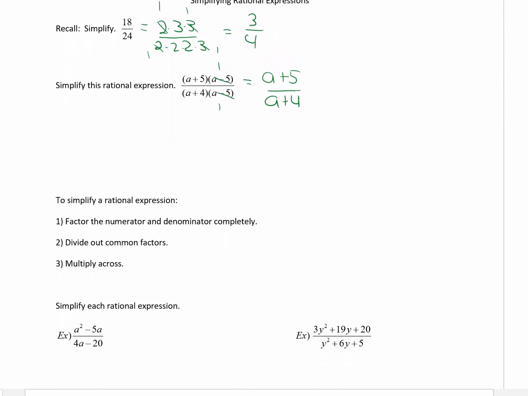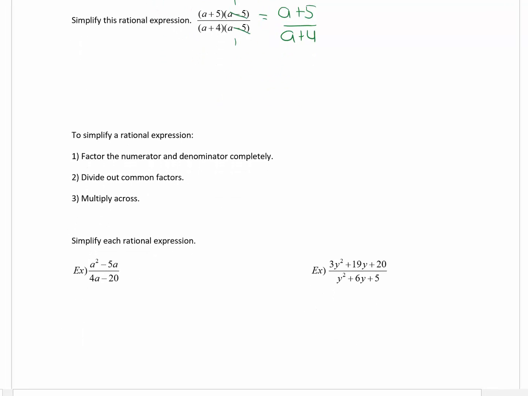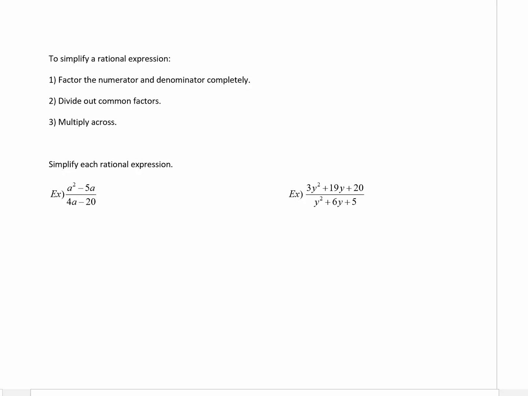Okay, so simplifying rational expressions. Factor the numerator and denominator completely, divide out common factors, and multiply across. Okay, so let's simplify each rational expression. So for this example here, let's start with the numerator and factor. I can factor out an a. On the bottom, I can factor out a 4 from each term. So what do you notice? There's a factor of a minus 5. I can divide out from the top and the bottom. And that leaves me with a over 4.